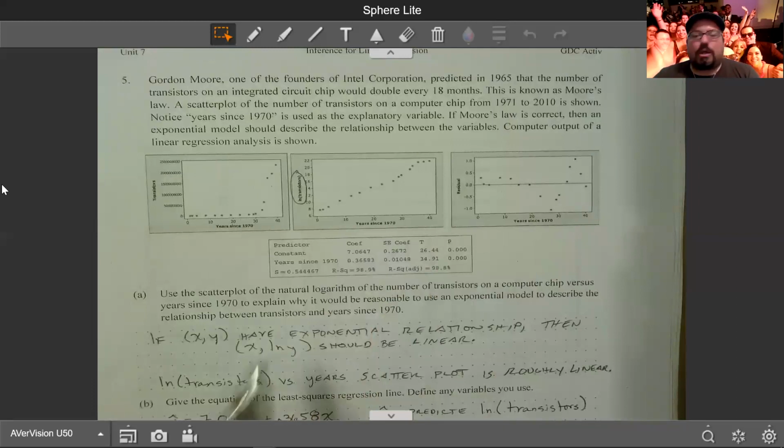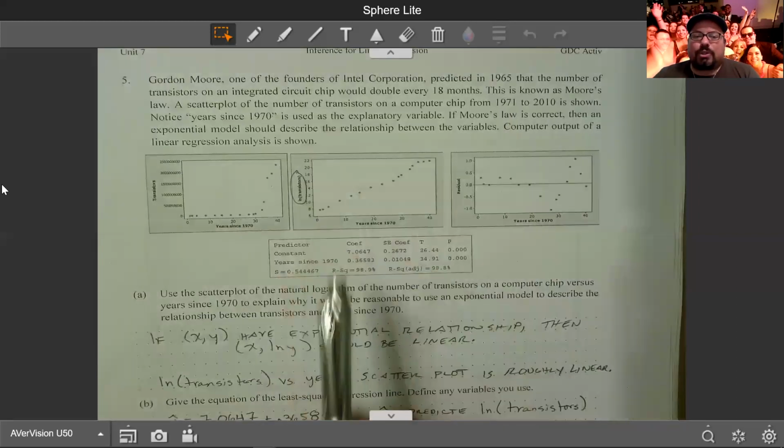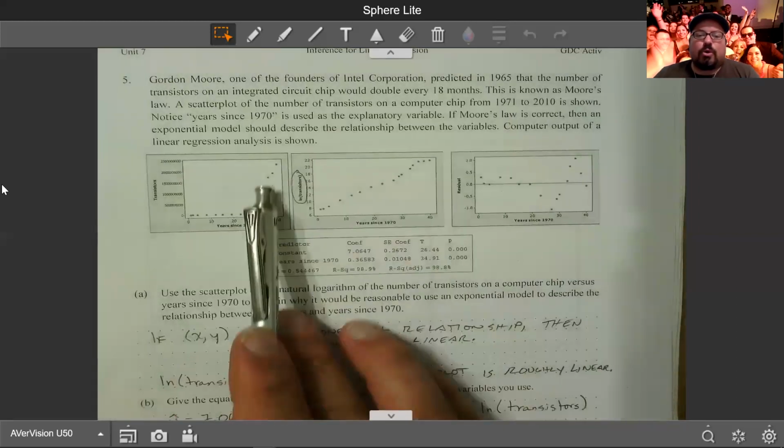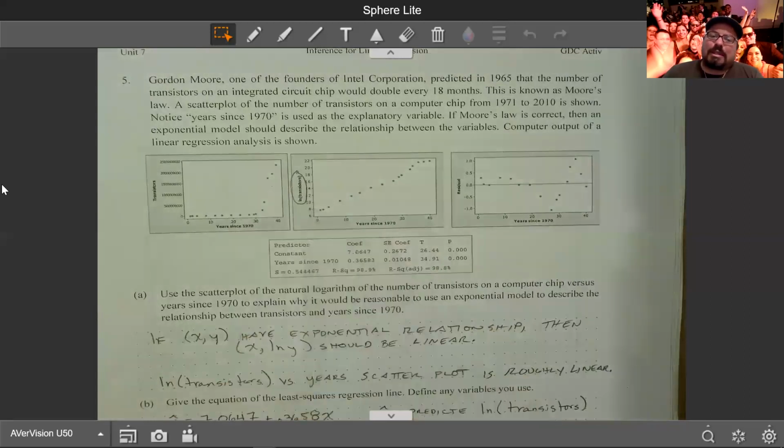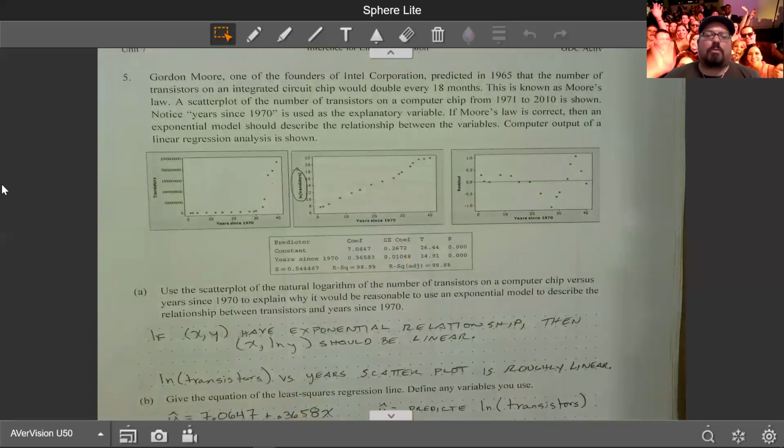And Moore's law, right, if we look at this curved relationship, we might say, hey, you know what? An exponential model might be better than a power model. A power model grows fast, but an exponential model grows much, much faster, right? That's very important to note about the exponential models growing much faster than power models.